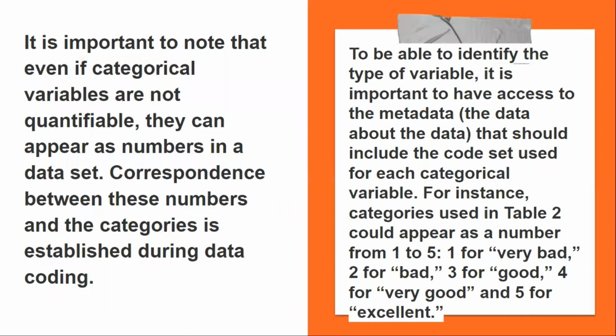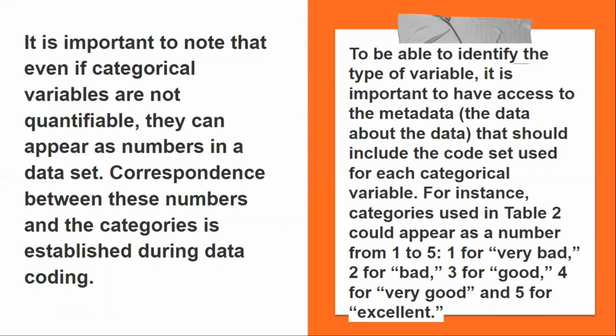So it's important to note that even the categorical variables are not quantifiable. They can appear as numbers in the data set. The correspondence between these numbers and the categories is established during data coding. To be able to identify the type of variable, it is important to have access to the data about the data, so they should include the code set used for each categorical variable.